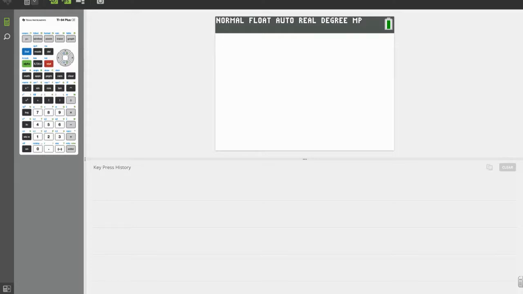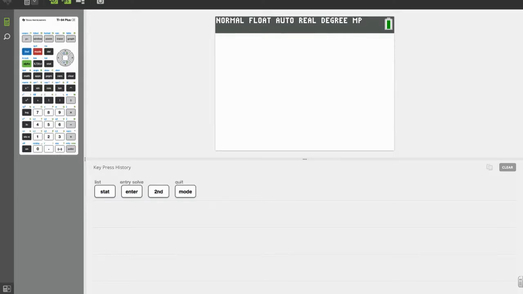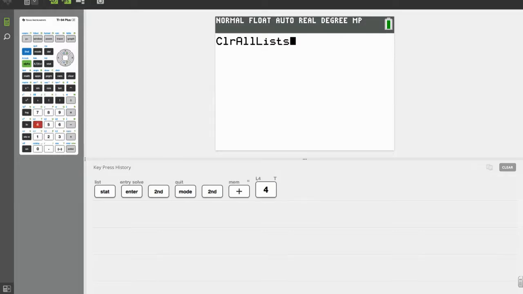We're going to go to Stat, Enter. And I already have some data in there, so best practice would be to just clear my list. So I'm going to quit out of here, second mode, and I'm going to clear all my lists. So I'm going to do second plus sign, and you're going to choose number 4 for clear all lists. Always a good habit to do anytime you're going to start a new regression problem.